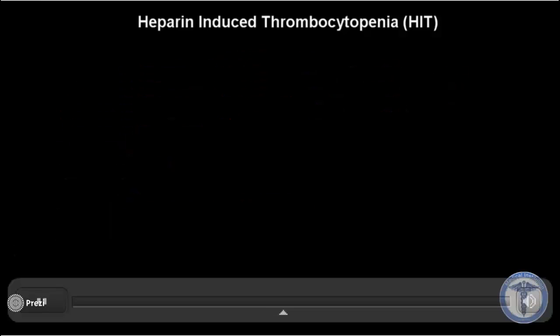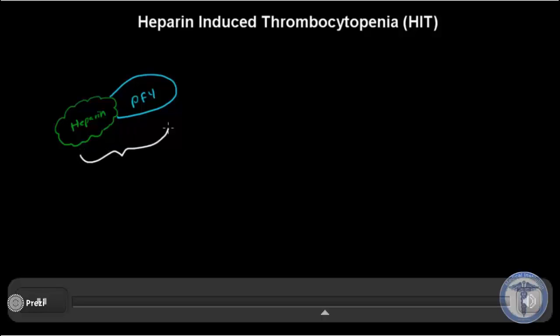If someone receiving heparin develops a new or a worsening thrombosis, or if their platelet count falls, we can assume heparin-induced thrombocytopenia. And here's why. Now, sometimes heparin acts as a hapten by binding to platelet factor 4. So here's our heparin. Okay, it binds to platelet factor 4 and it forms a hapten, which will then stimulate the immune system, resulting in antibody production.